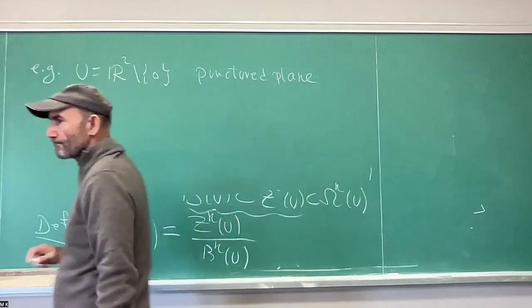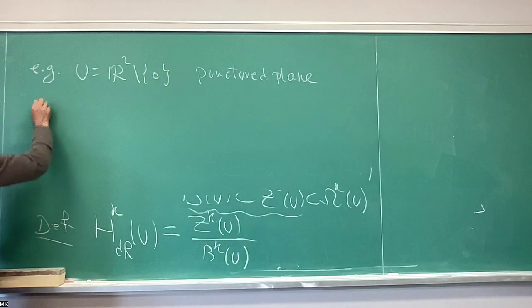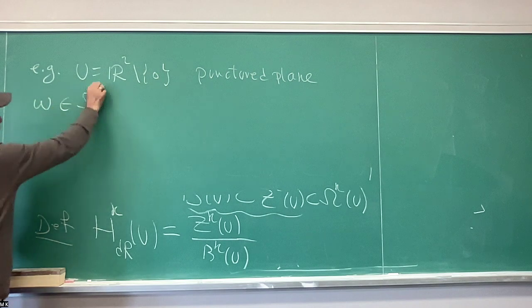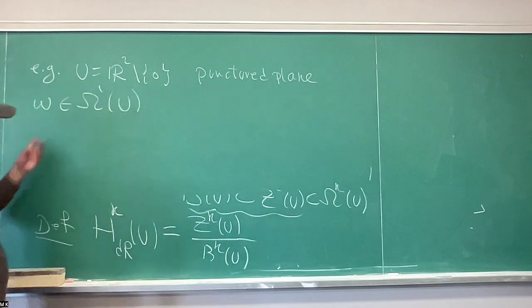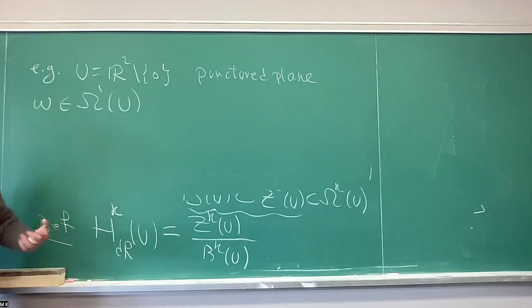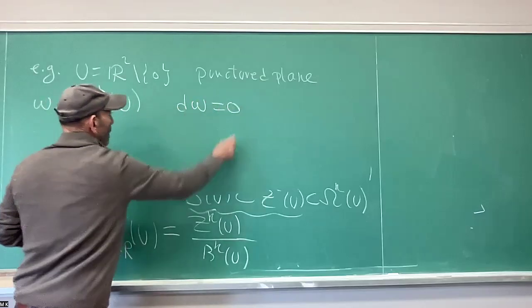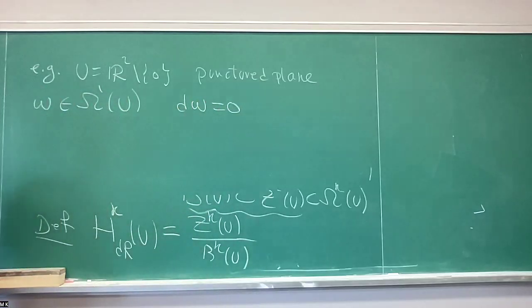Punctured plane. So let me take omega belonging to omega 1 of u. I want to define an omega here, which is closed. The d omega is 0, but it is not exact.